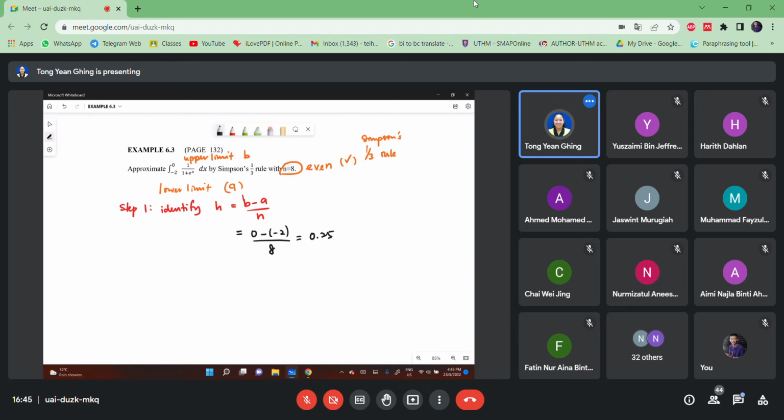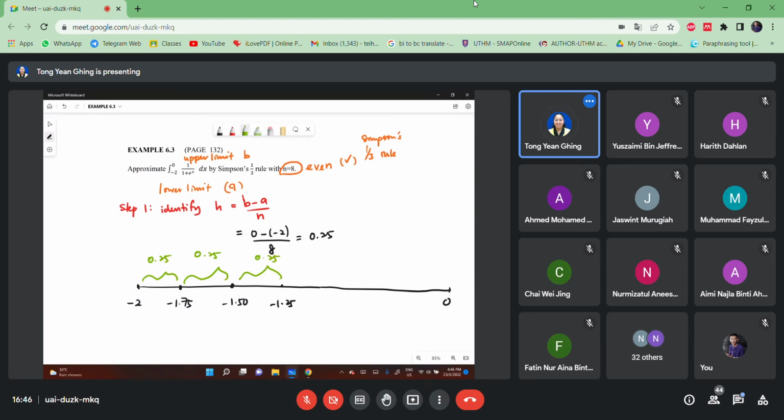Let's say we have a graph. Here is negative 2. The next value is 0.25 further, so this is negative 1.75. The next one is negative 1.5, and then the next one is negative 1.25, and so on until 0. The step size is the same throughout.